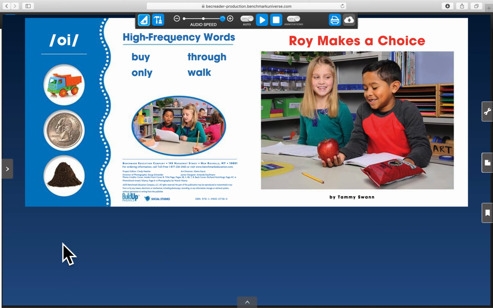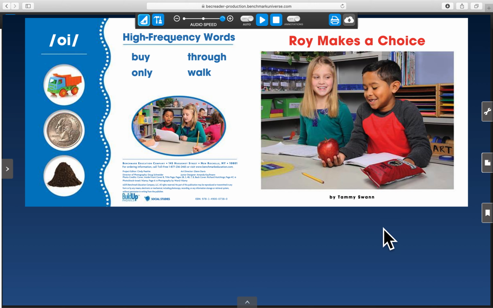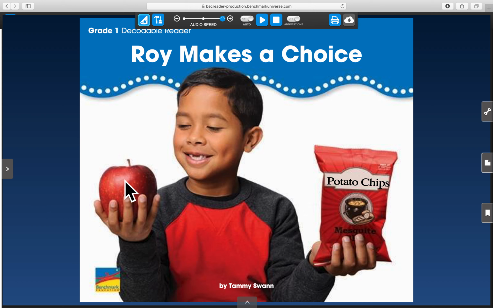Now, you might be wondering, why is he holding onto the bag of chips and an apple? Looks like he's thinking about something, huh? Now, if you read the title, that could give you more clues. So let's go ahead and read the title now that we browsed it. Roy Makes a Choice. Oh, so remember I told you that Roy is a boy or a man's name? So if you think that he is Roy, then I think you're right. When we read, we'll find that out.